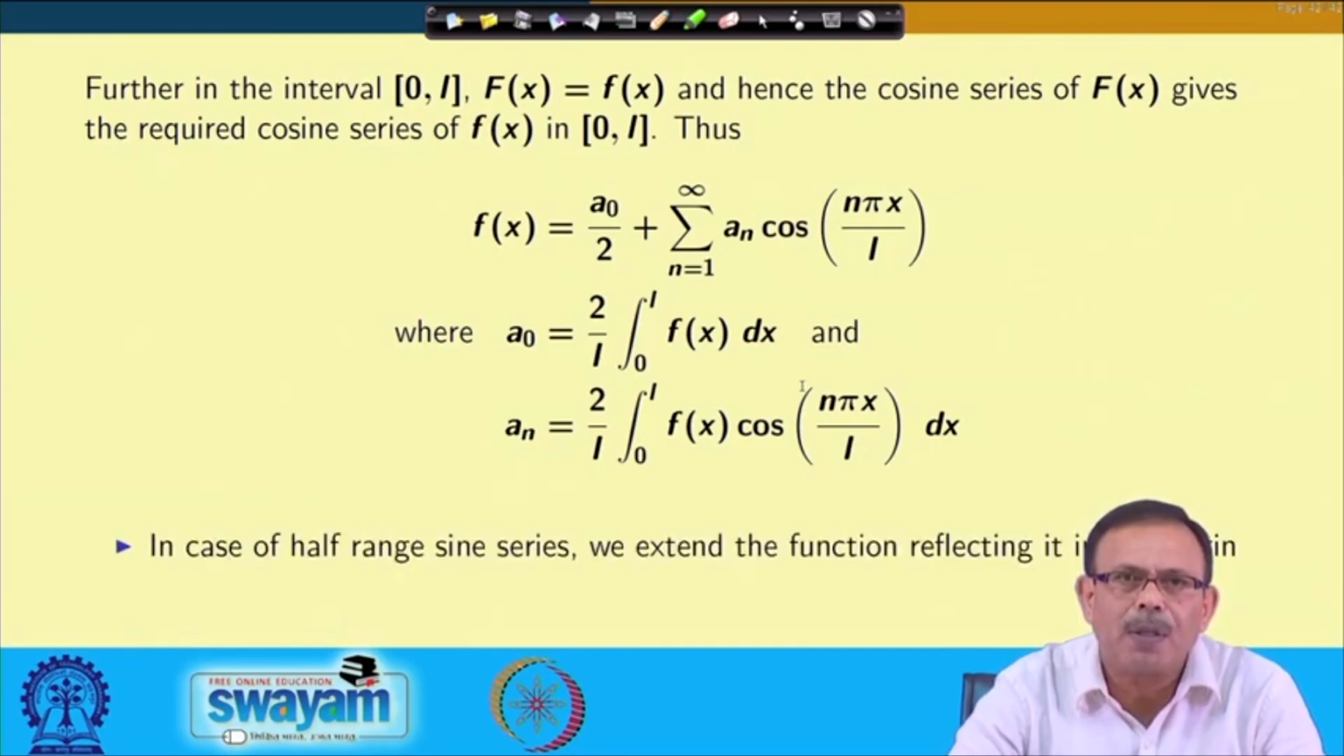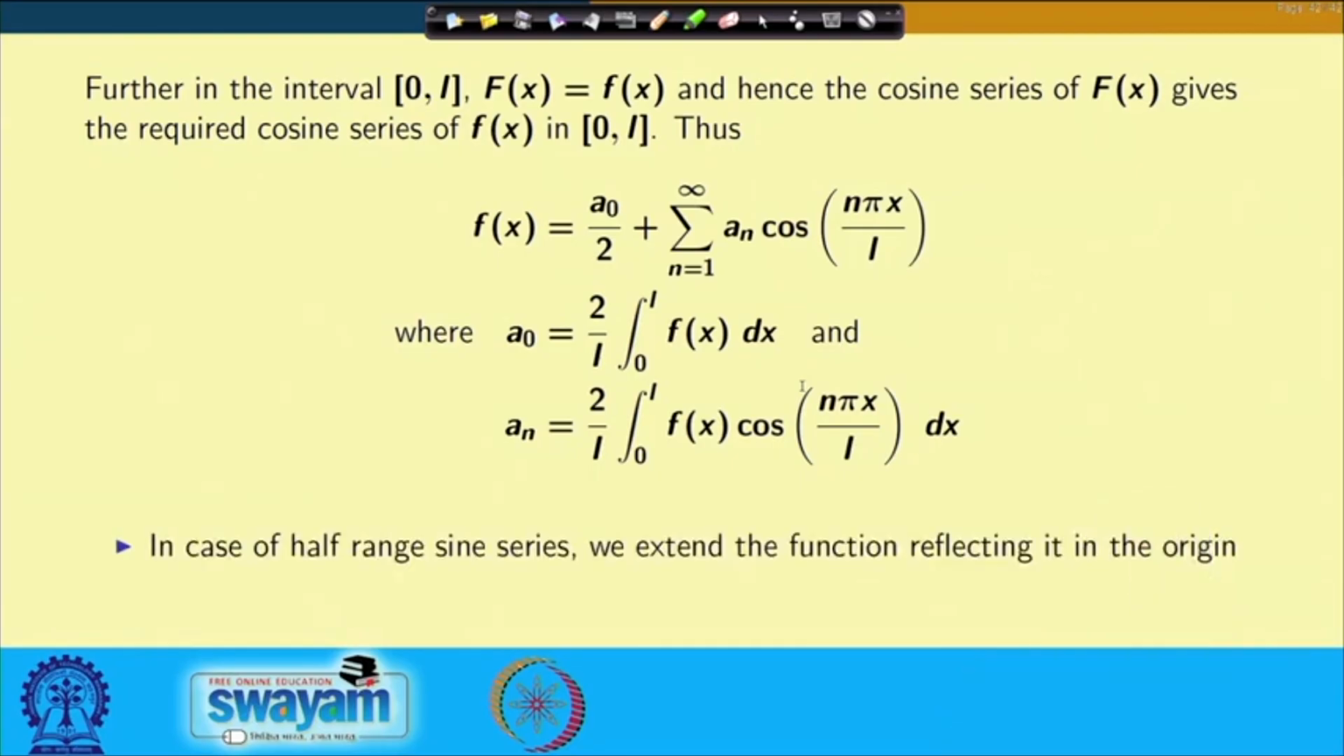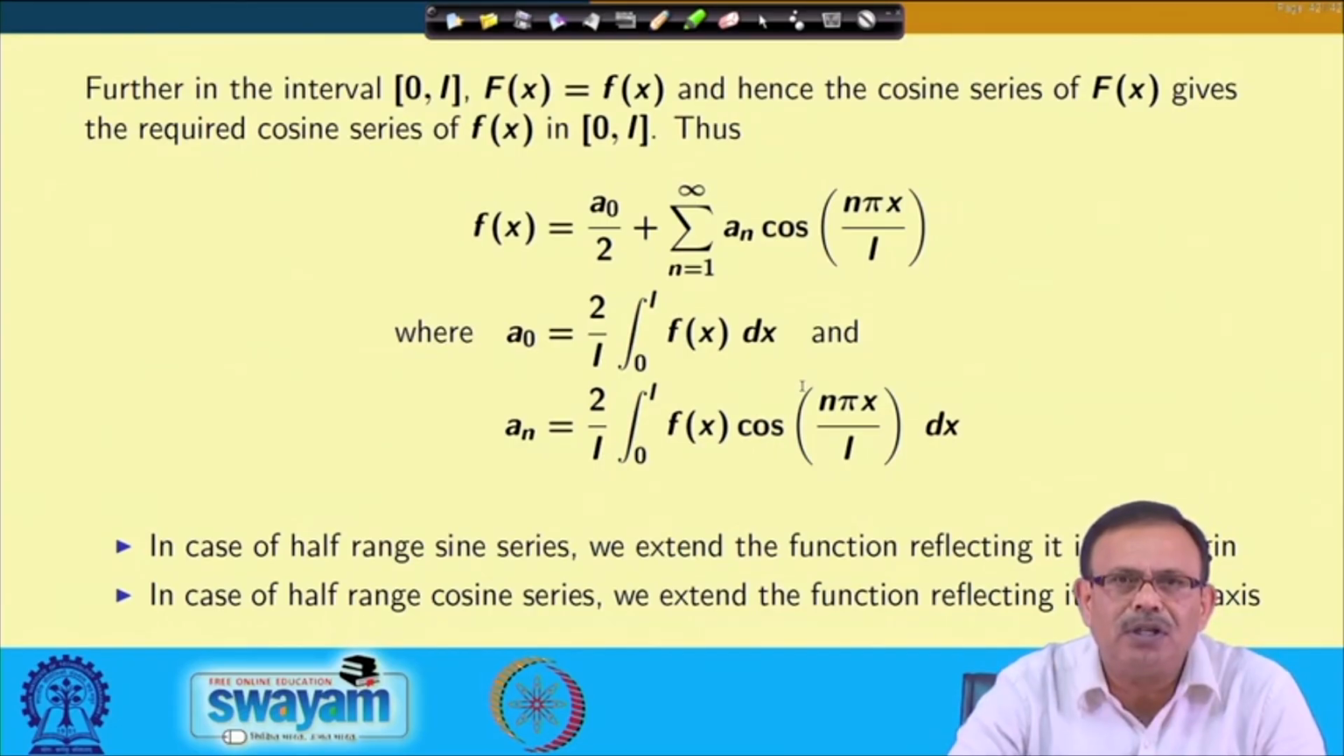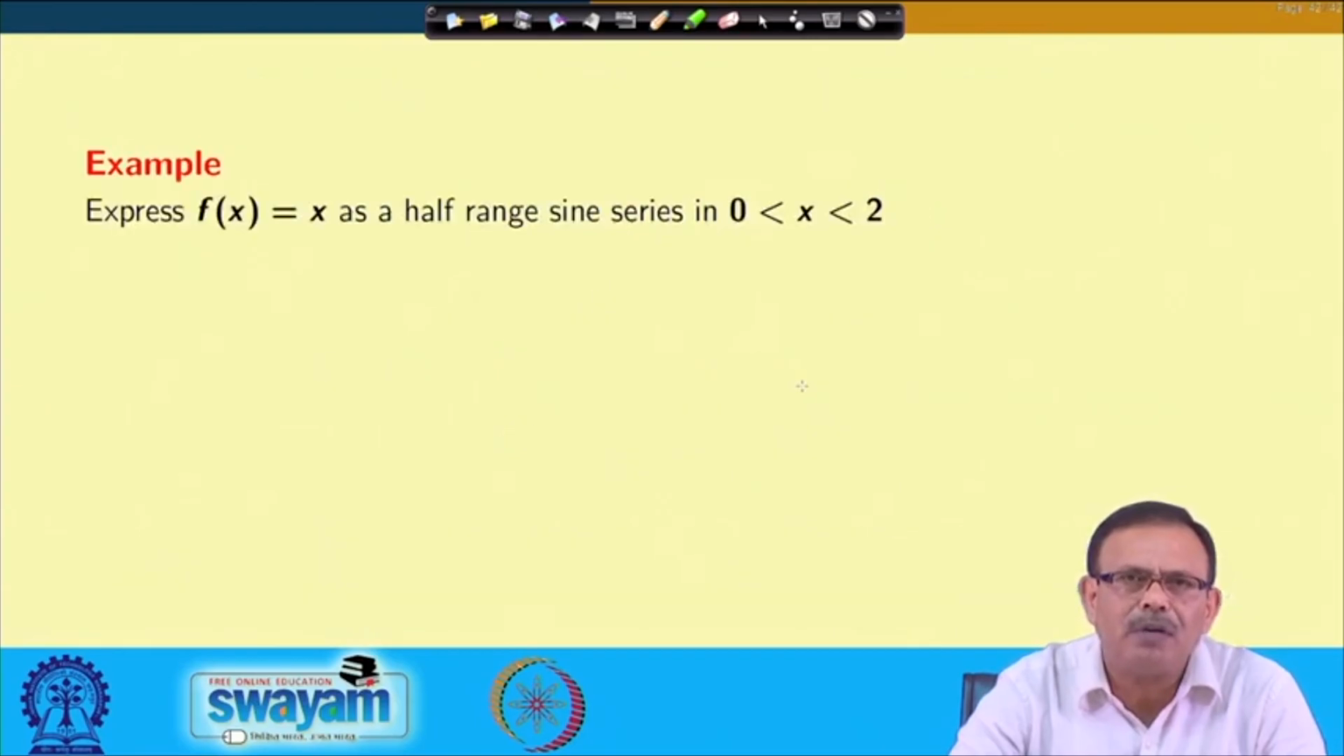In case of half range sine series, we extend the function reflecting it in the origin, please note this one. And in case of half range cosine series, we extend the function reflecting it on the y axis. So, please note these things. In one case, we are reflecting it in the origin, and in the cosine case, we are reflecting it on the y axis. So, let us see how it works with examples.